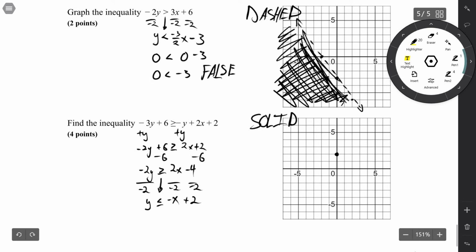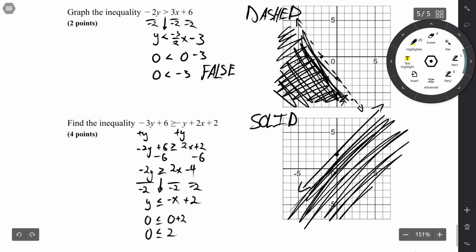So the y-intercept is at 2. The slope is negative 1, which means it's going to go this way. And it is a solid line. So I am going to graph this out as best as I can. I'm not looking for perfection. Just something that's obviously very close. You know what you were doing. And then I'll plug in zeros. 0 is less than or equal to 0 plus 2. So 0 is less than or equal to 2. That checks out. We shade that side of our line. And that's the whole study packet.